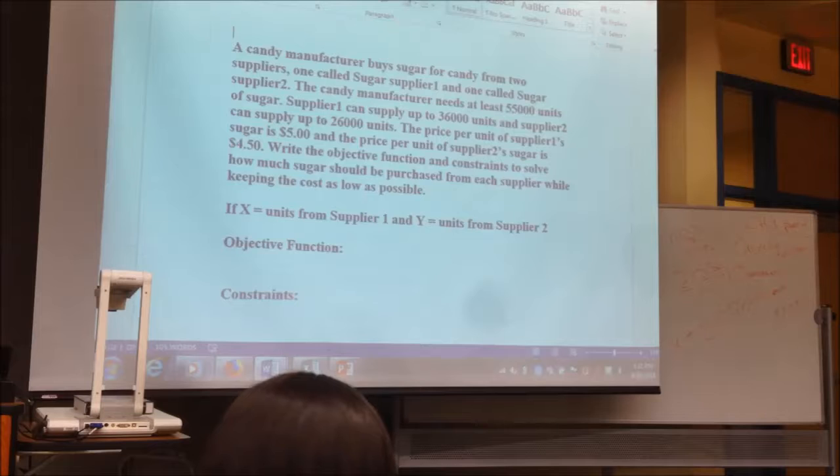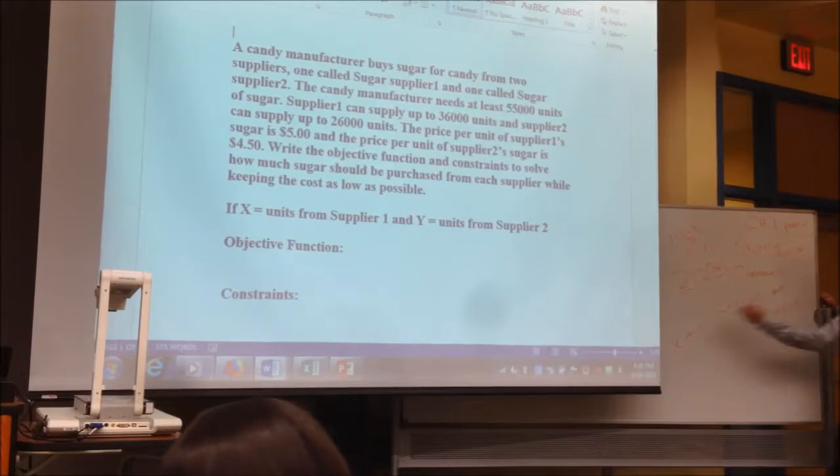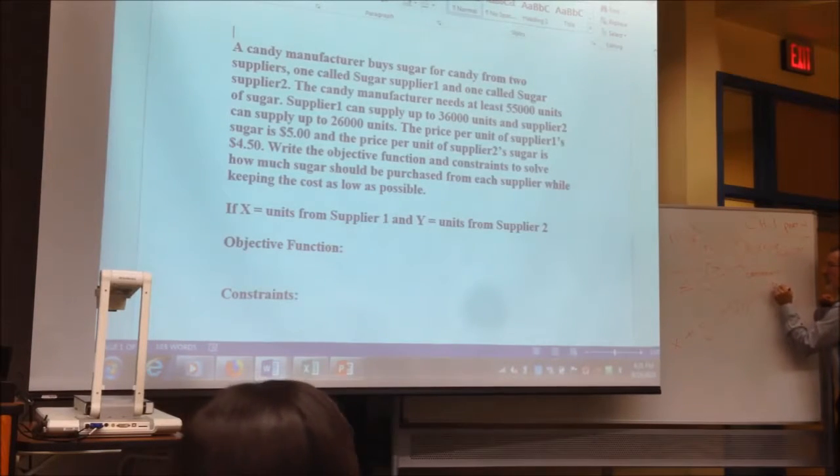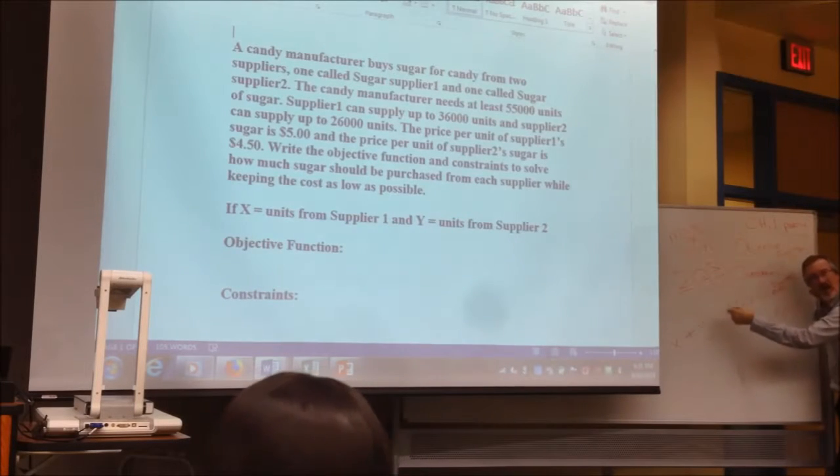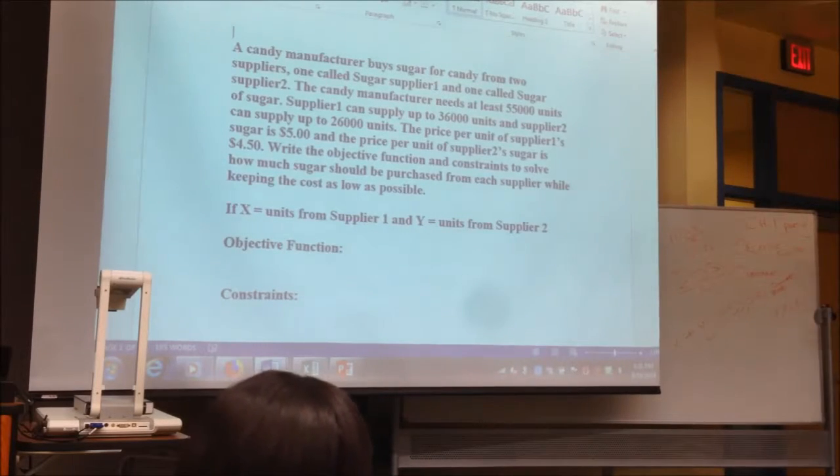Hypothetically, I'm just going to say the sentence a different way to show you the change. The company knows they have to buy $55,000 of sugar or more. Okay. Nothing's changed except this is now in dollars. But these are how many we're buying, not dollars.